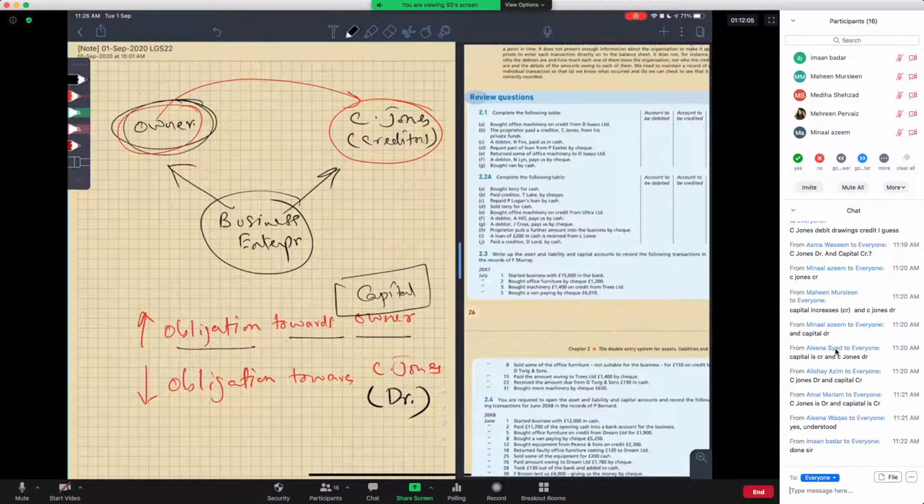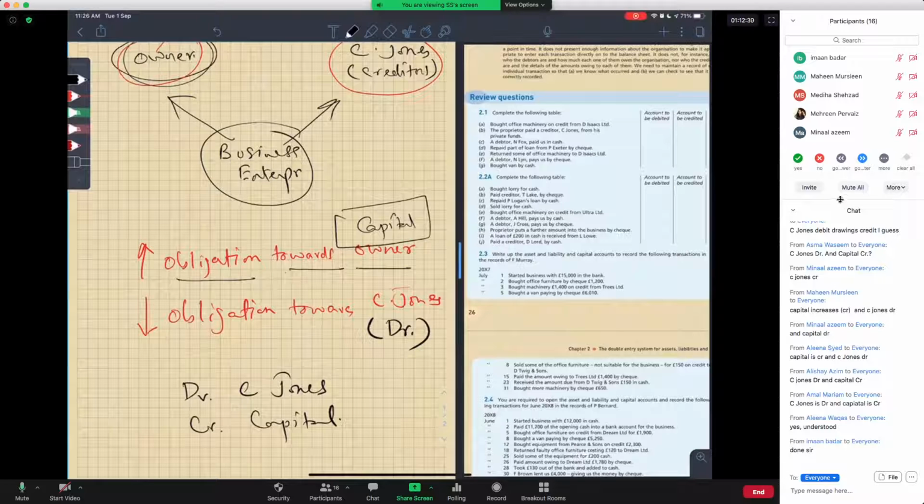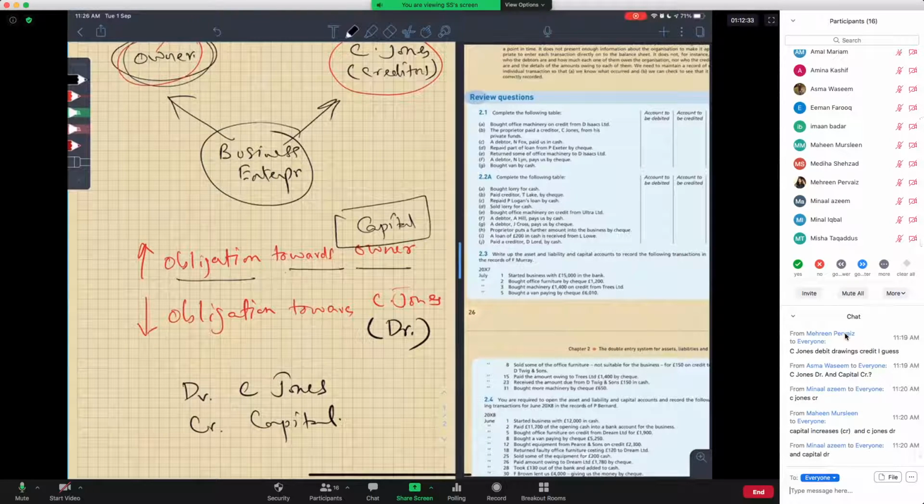So in this case, the journal entry or the double entry should be that we debit the creditor's account. In this case, it's probably C. Jones, right? C. Jones is going to be debited and we credit the capital account. So that's how we break down transaction B. So whoever got transaction B correct in their notebooks, please give me a green check here. Or if you got it wrong and you now understand it, then you can give me a green check here.